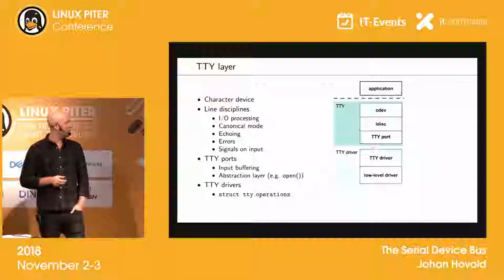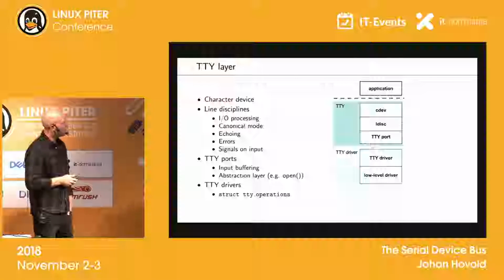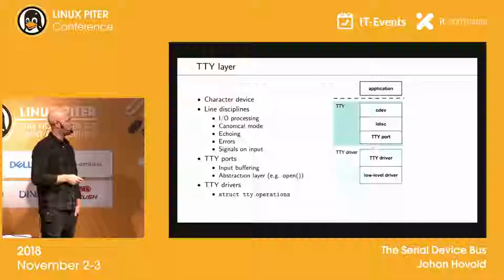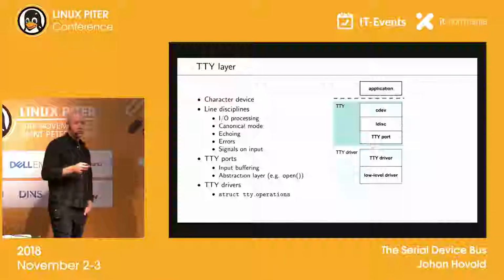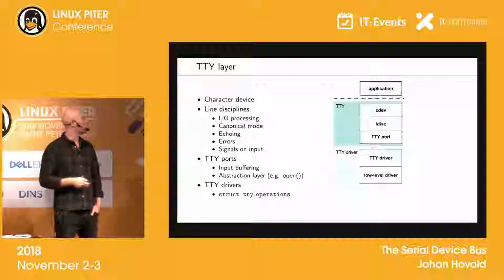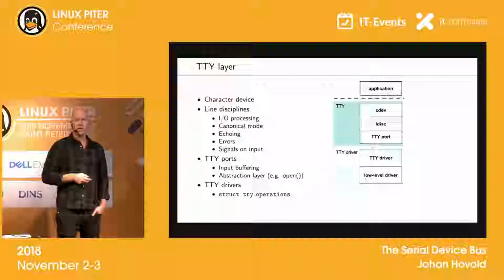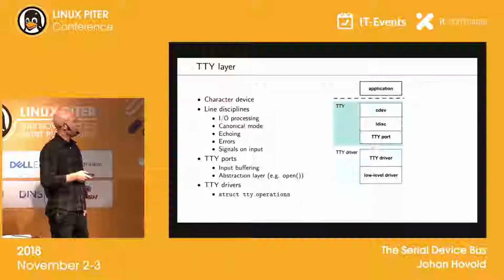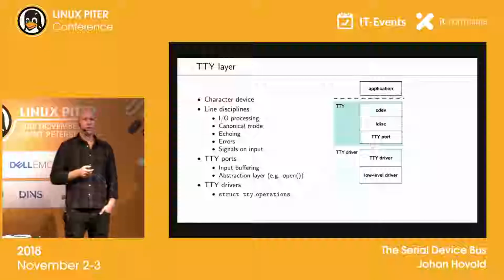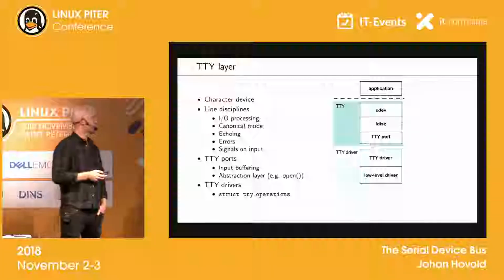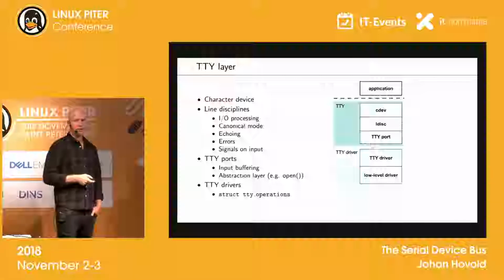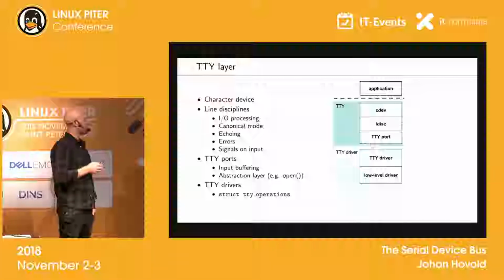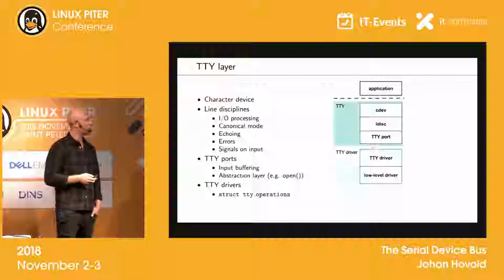So the TTY layer then, as I mentioned in the beginning, ultimately provides this abstraction for the underlying serial port hardware. The character device that you've all been using, the /dev/ttyS ones, for example, is what a userspace application would use to communicate with the underlying hardware. Beneath the character device, we have the line disciplines, which is where the I/O processing in the kernel is currently implemented. This is where, for example, the line editing facilities, the canonical input mode, is implemented. It deals with echoing, emitting errors and various error conditions, and emitting signals in various input conditions.